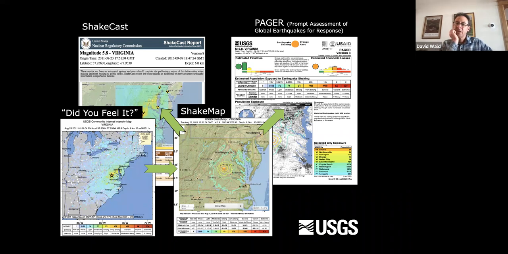So that gives us kind of a view of the earthquake from a societal perspective. What happened? Is it going to be a consequential earthquake? What level of response is needed?